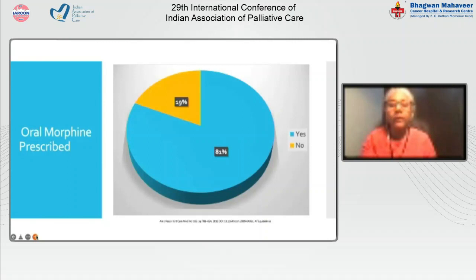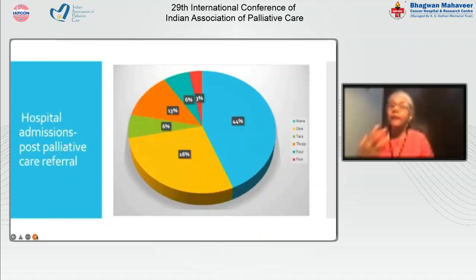The other very encouraging thing that came out of this survey is that 44% of patients had no hospital admissions after integration of palliative care, which means that the goals of care discussions and the difficult conversations were had with patients, and patients were supported well at home with the help of the family physician or skilled help at home.